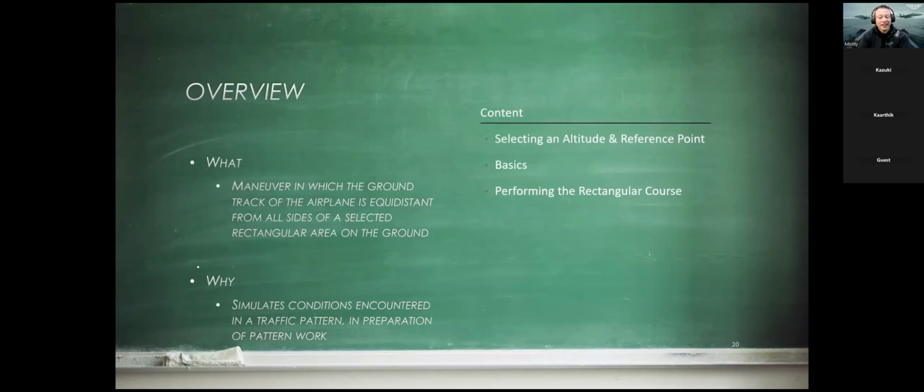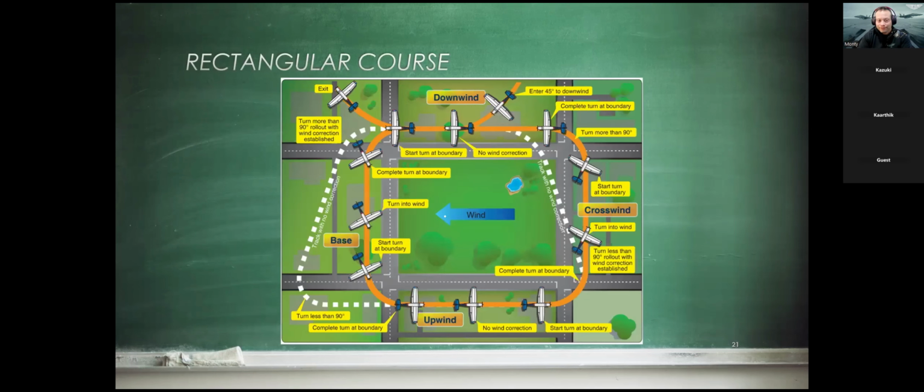All right, let's talk about the rectangular course. The rectangular course is a maneuver in which the ground track of the airplane is equidistant from all sides of a selected rectangle area on the ground. Why do we care? Because it simulates the traffic pattern in preparation for pattern work. Right? So this is what it looks like.